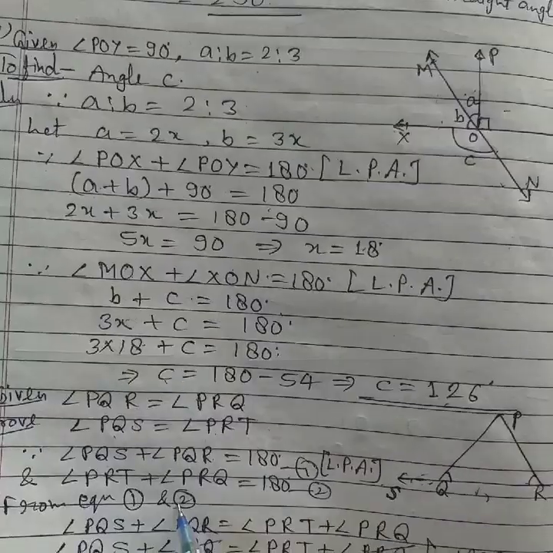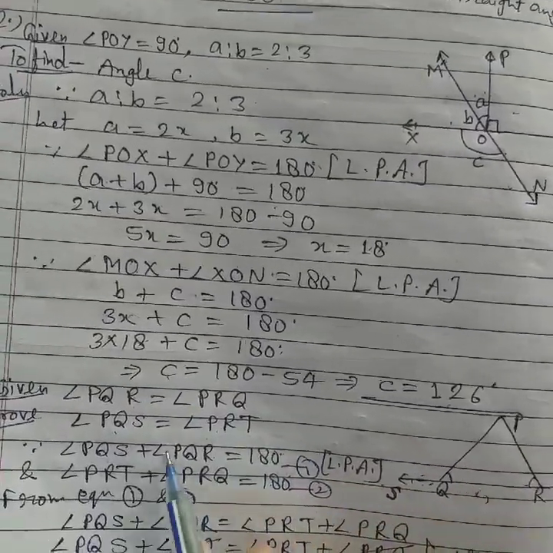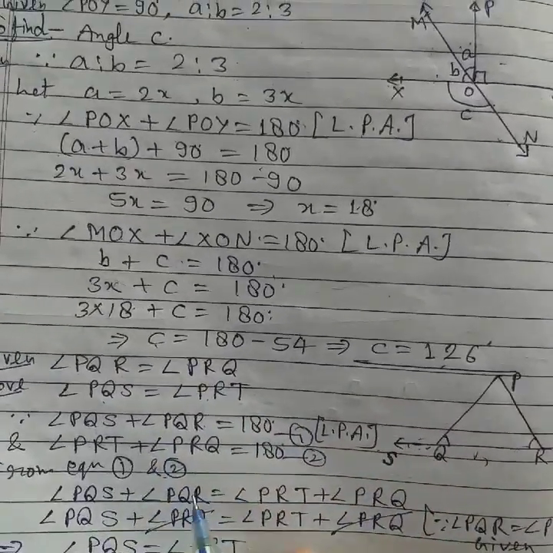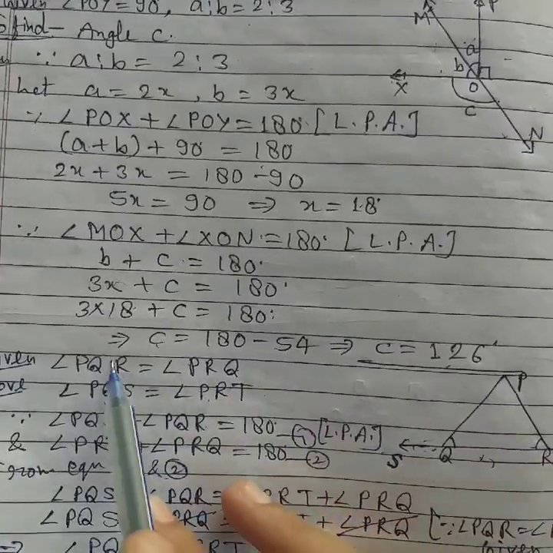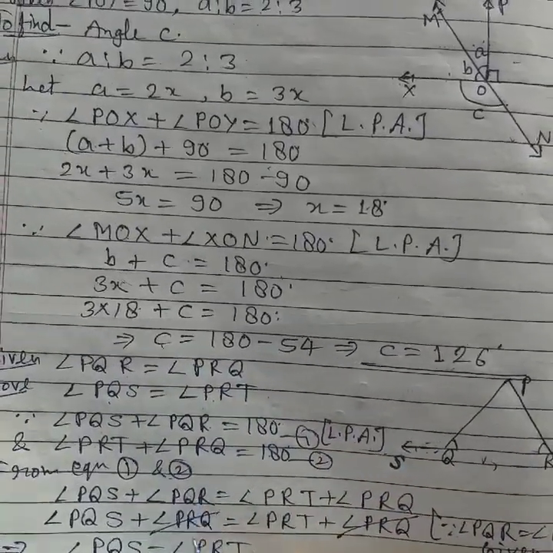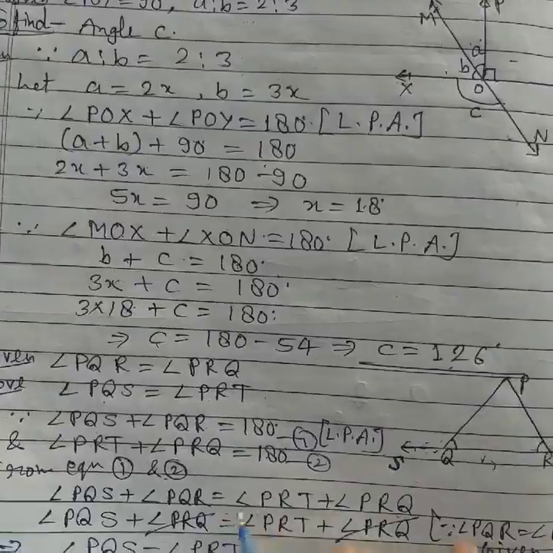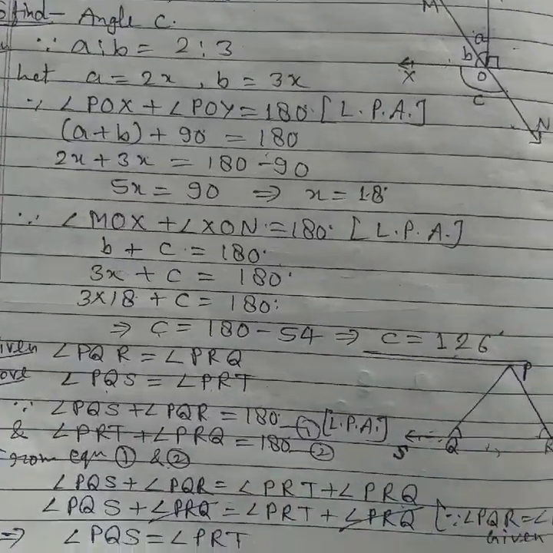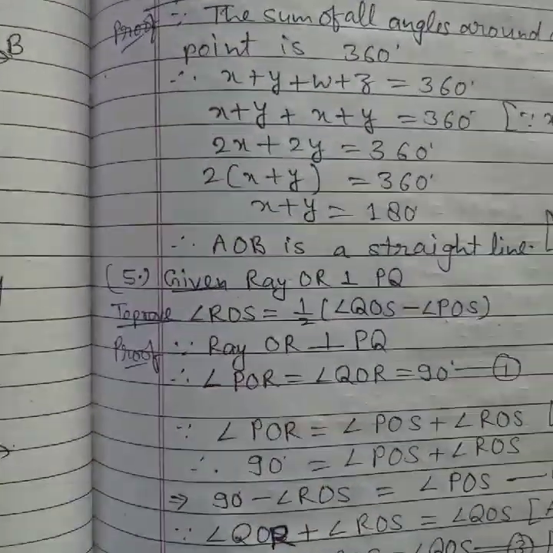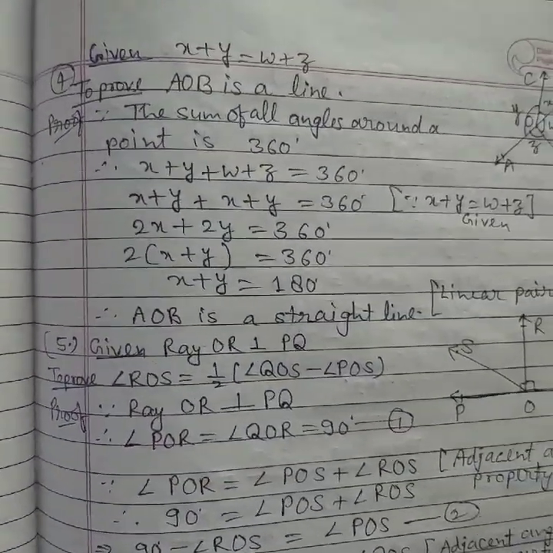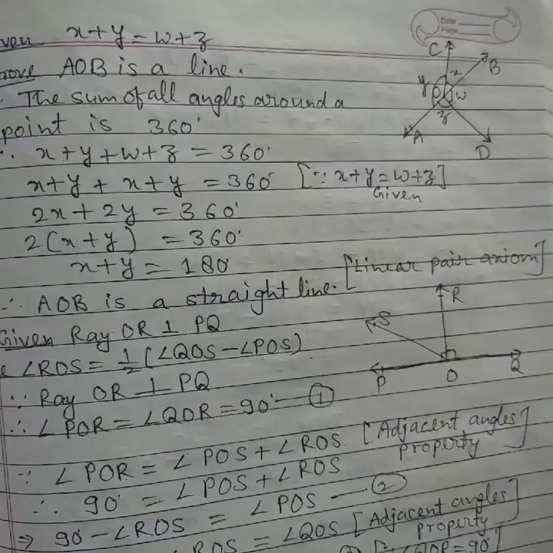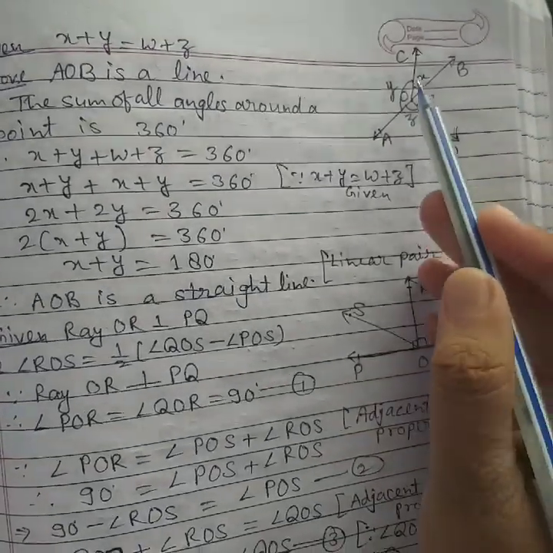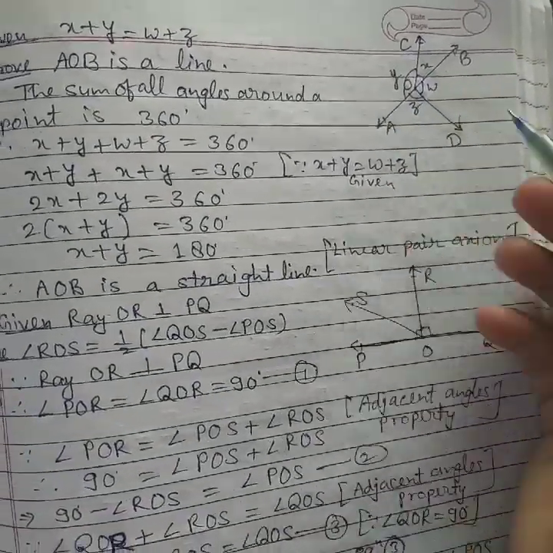Now from equation 1 and 2, both RHS are equal, so both LHS should be equal. Now angle PQR equals angle PRQ, it is given here, so we put PRQ in the place of PQR, then this PRQ is cancelled out, so we have angle PQS equals angle PRT. This is question 3. Now move to question 4. Fourth question is, in the given figure, x plus y equals w plus z. X and y, these two angles sum equals w plus z because AB is a straight line.